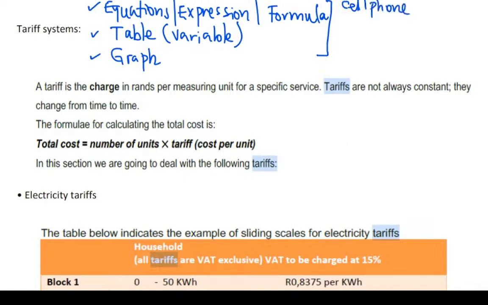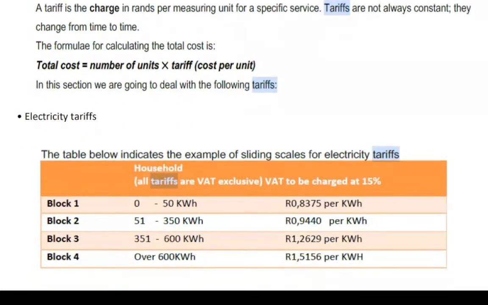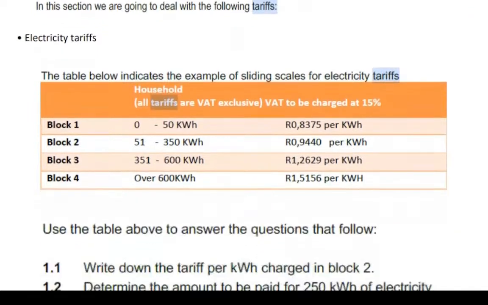Having seen that a tariff is a charge per unit, let's start with electricity. With electricity, we shall not expect you to draw a graph, nor will you have an equation, but you have to learn how to interpret it. Let's look at this. When you look at the table, these are blocks representing this line. Block 1 starts from 0 to 50 kilowatts per hour. These are the units for electricity, kilowatts per hour. So block 1 takes from 0 to 50.